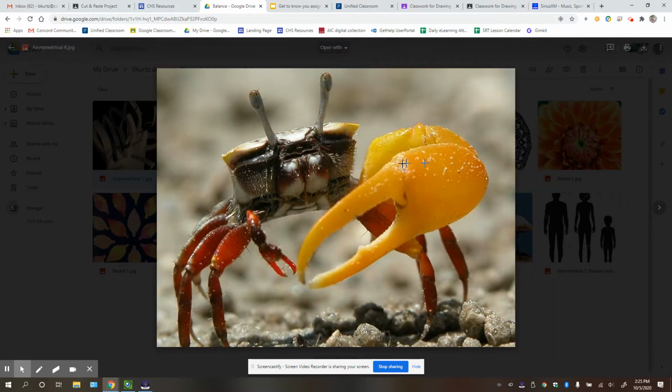Last example here is this crab. He's got a little tiny claw on this side and a big claw on this side. It's unequal from one side to the other, asymmetrical.